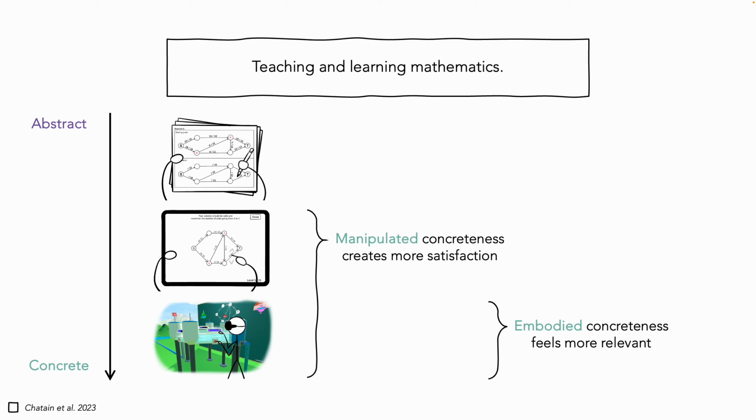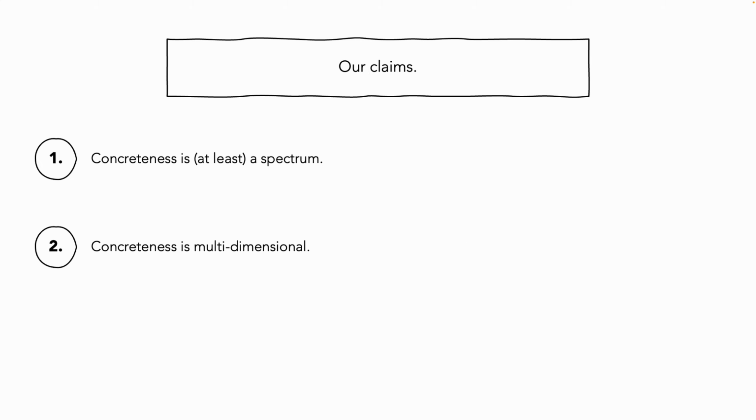So here as well, I felt this is a sign that we need to speak of different types of concreteness, because they might have different impact on learning. So from this, we make our second claim, which is that concreteness is actually multidimensional.